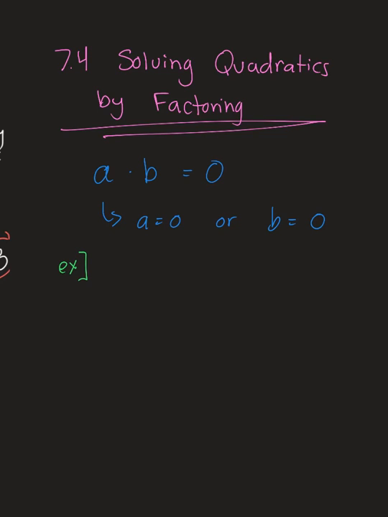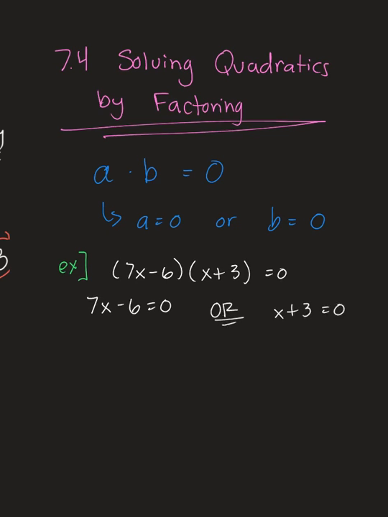Okay, say we have these two binomials, 7x minus 6 times x plus 3, and that's equal to 0. That means two things. Either 7x minus 6 is equal to 0, or x plus 3 is equal to 0. Now we can actually solve for x for both scenarios. That will tell us when our quadratic is equal to 0.